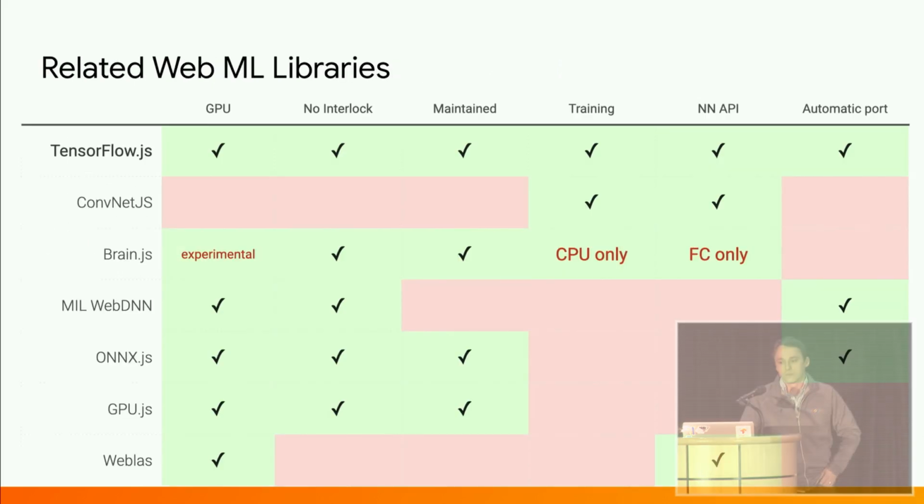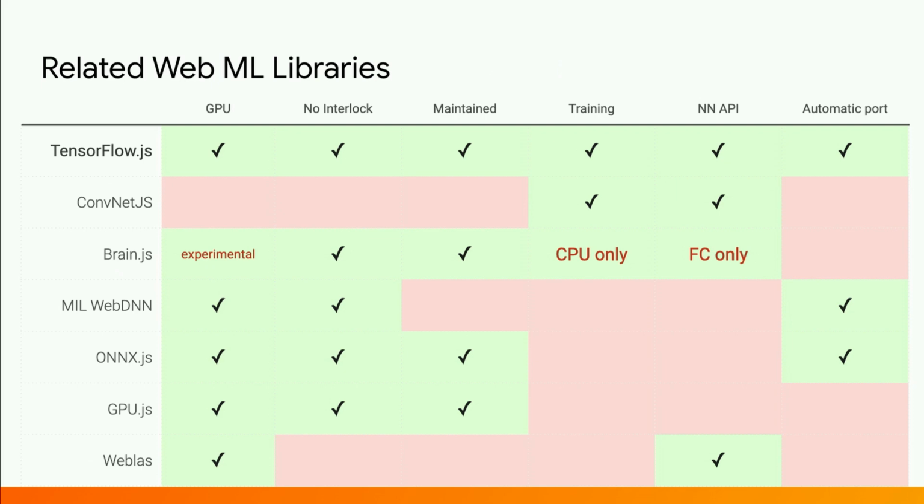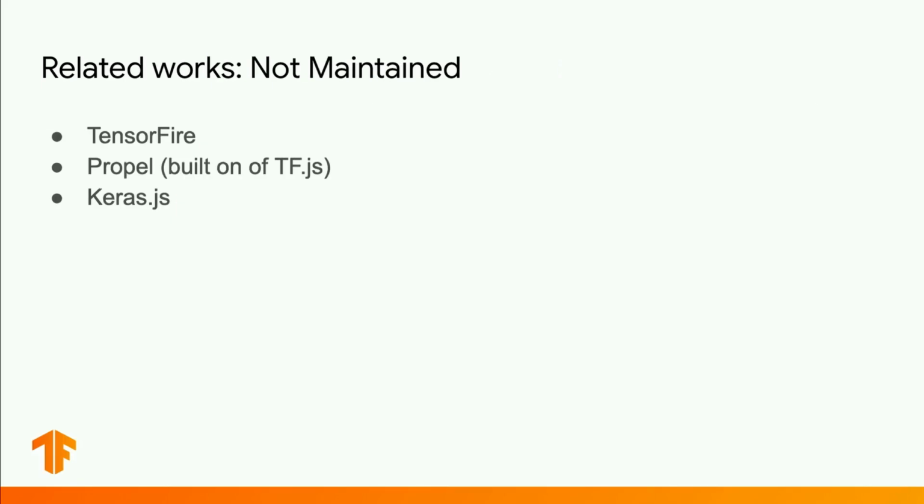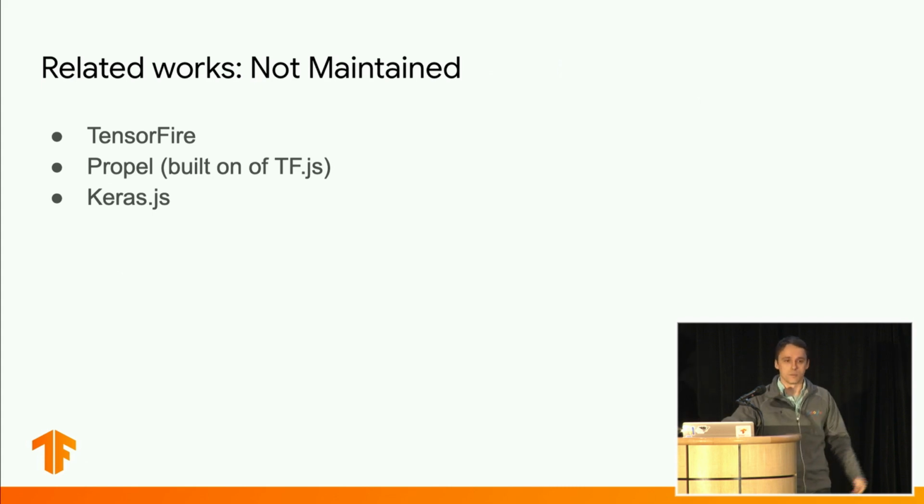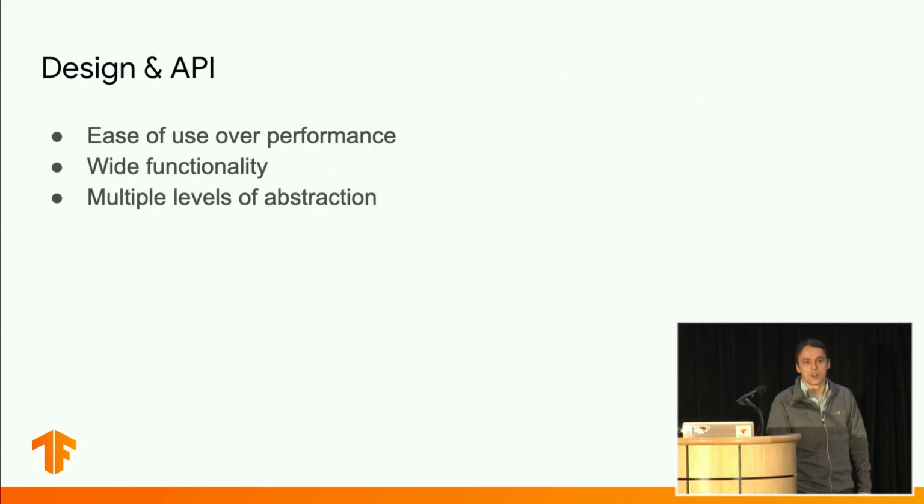Just a quick mention of related works, where we were not the first to do ML in JavaScript. There are a lot of libraries out there. This chart shows us along with other libraries, along axes such as whether they use the GPU, whether they're actively maintained. I just want to call out that as of today, we're the only library that's actively maintained and has a full API to author graphs and to do training and do backpropagation. A few other works that back in the days when we were developing this early on were maintained, and now they are not. A little bit about our design.